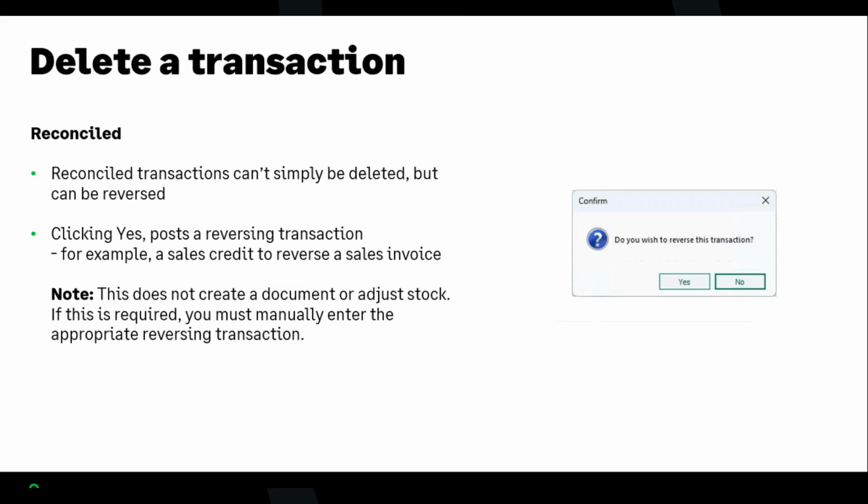Now, to delete a reconciled transaction is a different matter. So they can't simply just be deleted and forgotten about. As I've demonstrated there, they can be reversed. And what will happen is the system, the program, will post a reversing transaction. So again, think about the scales in your mind there. If you've got 100 gram weight on the left, you need it on the right as well to cancel it out.